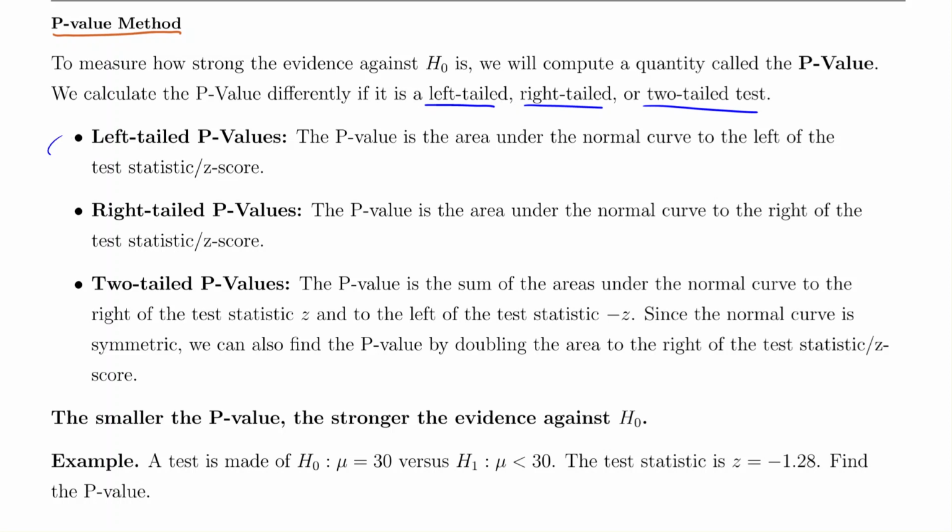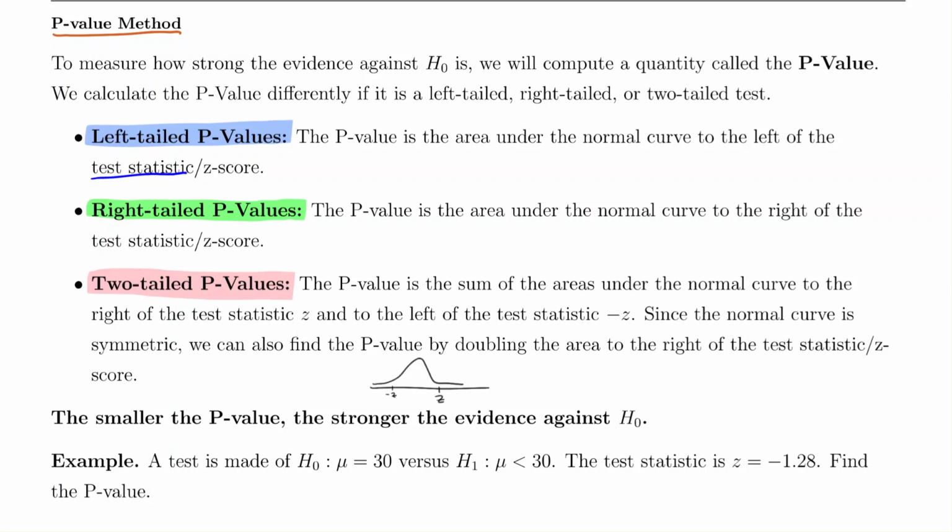The different ways we calculate the p-value are described here. For a left-tailed test, the p-value is just the area under the normal curve to the left of the test statistic, or the z-score that we calculate. For a right-tailed test, the p-value is the area under the normal curve to the right of the test statistic, or z-score. And finally, for a two-tailed test, the p-value is the sum of the areas under the normal curve to the right of the test statistic, z, and to the left of negative z. So that's the area to the left of negative z and to the right of z.